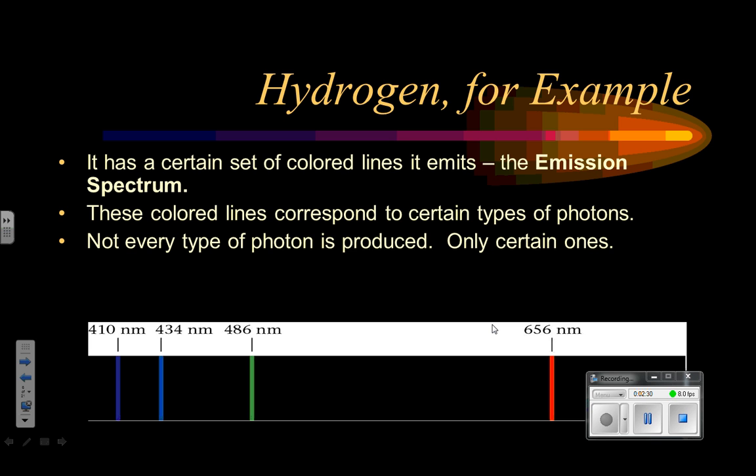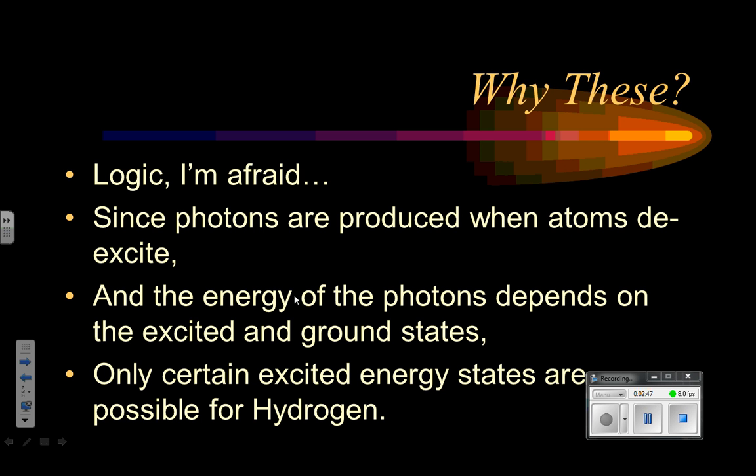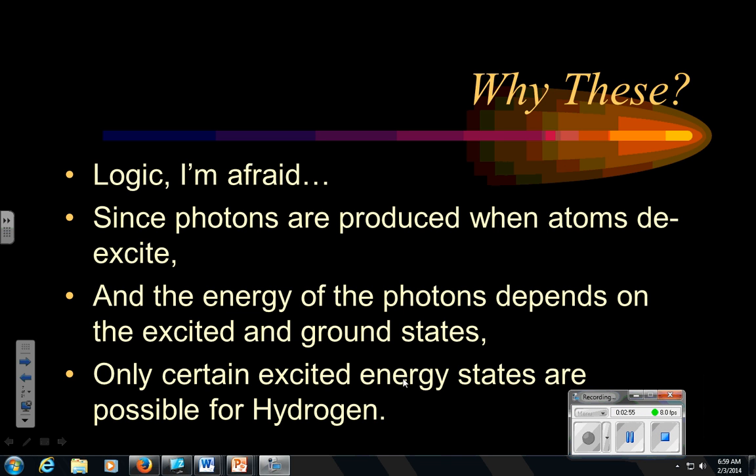As you might assume from the fact we have to put a modifier in front of spectrum, there are other kinds of spectra as well. Each one of these is a kind of photon. So what we can conclude from this has to do with the inner structure of the hydrogen atom. Since these photons are produced when atoms de-excite, and the energy depends on the excited and ground states, then there are only certain possible excited energy states for hydrogen.